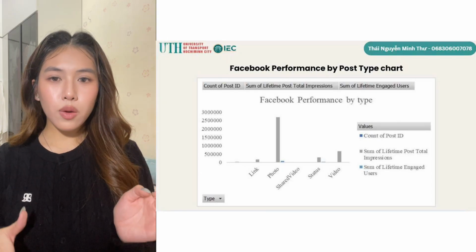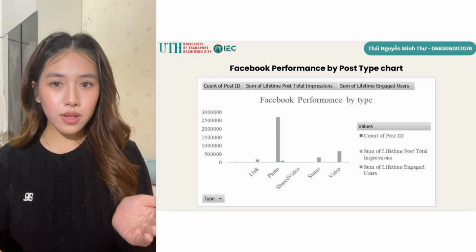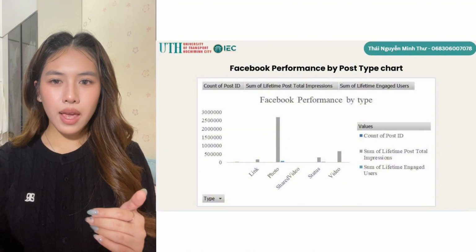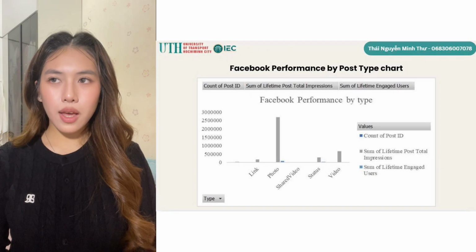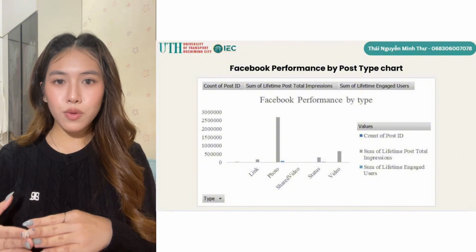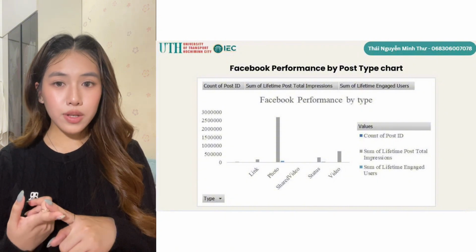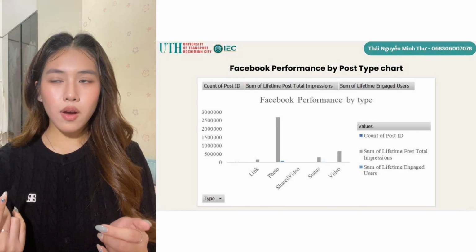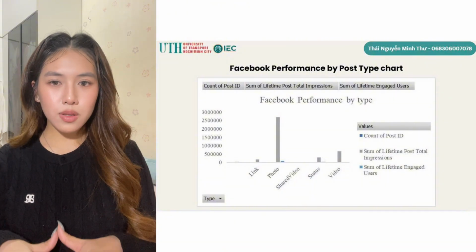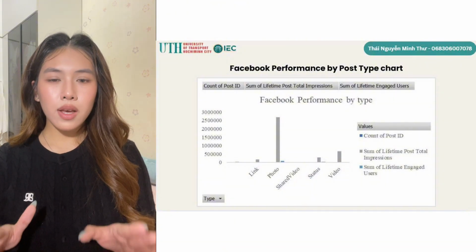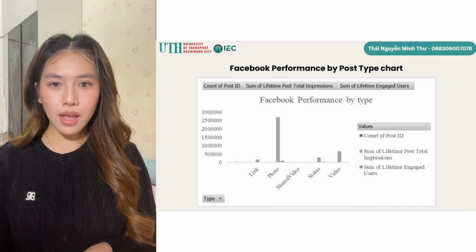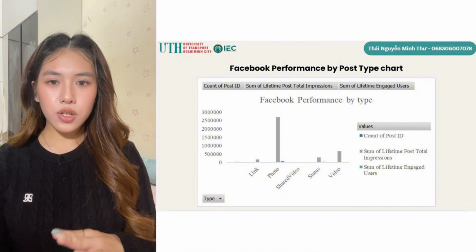If the company wants to increase brand awareness, photo posts are the best choice because they maximize reach. And if the goal is to encourage conversation and build stronger relationships with customers, status and video posts are more effective. Therefore, businesses should not focus on only one content format. Instead, they should choose different content types depending on the objective of each campaign.